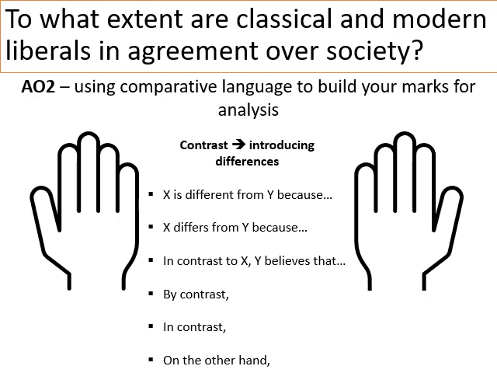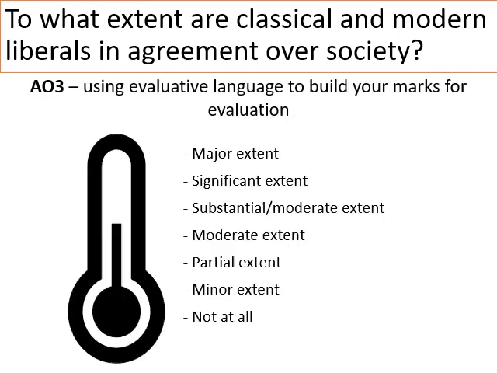Now, as well as comparing, you need to be able to contrast as well. You need to be able to talk about where they differ. Here, you might want to use the phrase 'X is different from Y because'. So classical liberals are different from modern liberals because, and then finish off that sentence. You want to be trying to use as many of these phrases in your paragraphs as possible, at least one each. So you can see what is said on both sides, both hands in this case.